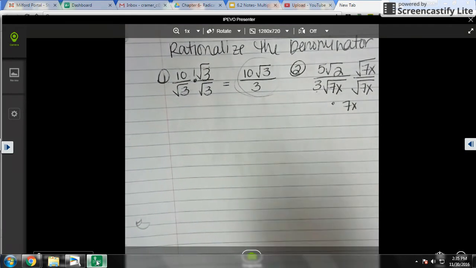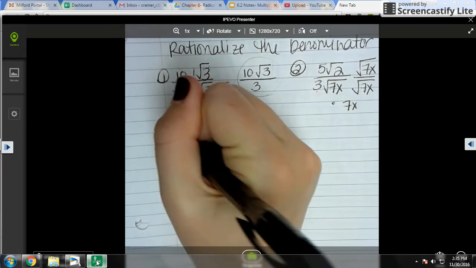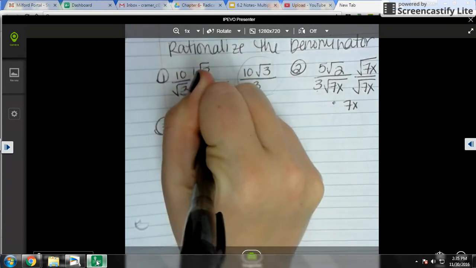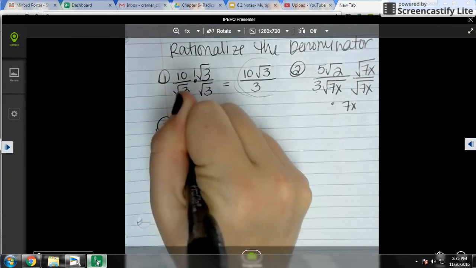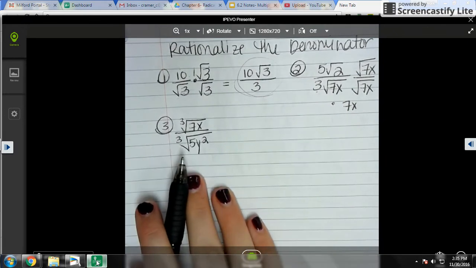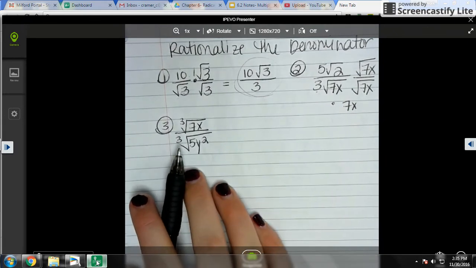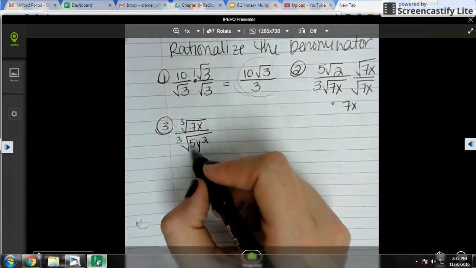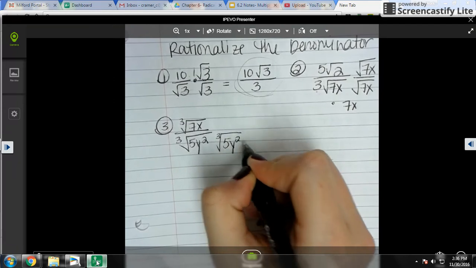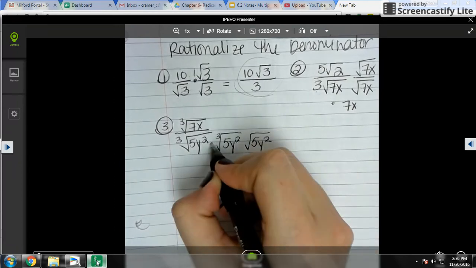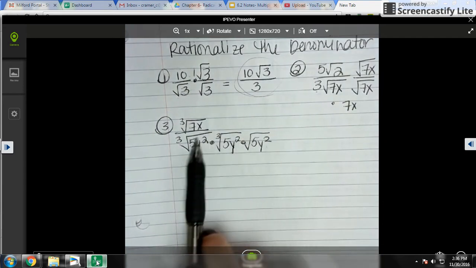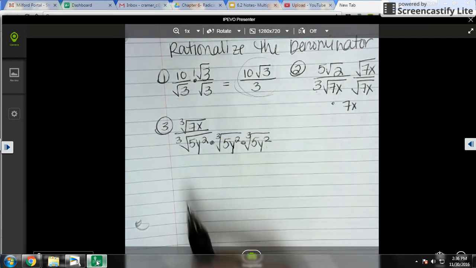All right, now we also have examples where we could have a cube in the denominator, a cube root. So here we have a cube root of 7x over cube root of 5y squared. So since this is a cube root, we have to do the inverse operation to get rid of that radical, which would be cubing it. Well, cubing it would be multiplying by itself 3 times. We already have it here once, so we need to multiply it an additional 2 times so that we have 5y squared now cubed. That should be index of 3.